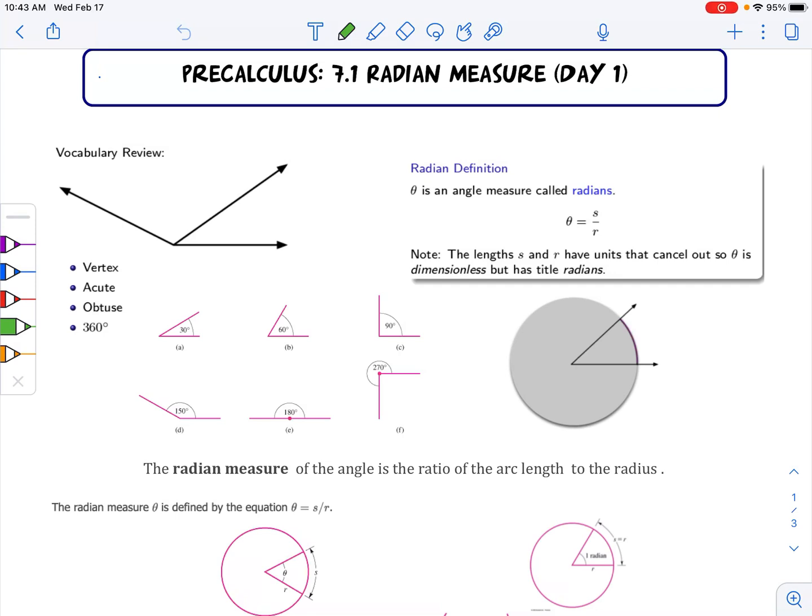Welcome to your first video of Chapter 7. This is an extension of Chapter 6, but all in terms of radians. So instead of degrees, we're going to talk about radians. So starting off, here's a little vocab review on the left.